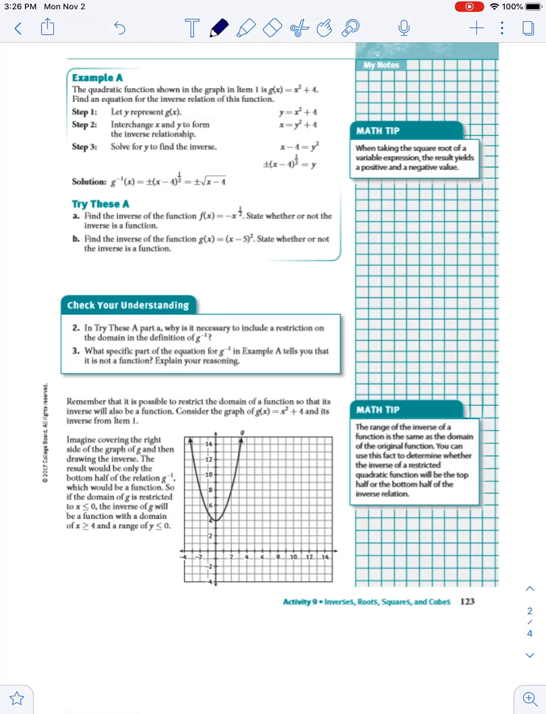On the next page we have an example A, and they give us a quadratic function. They want us to find the inverse and determine whether the inverse is a function algebraically. So we're going to try that now with the Try These A. It says find the inverse of this function and then state whether or not that inverse is a function. I'll work on that on the side here.